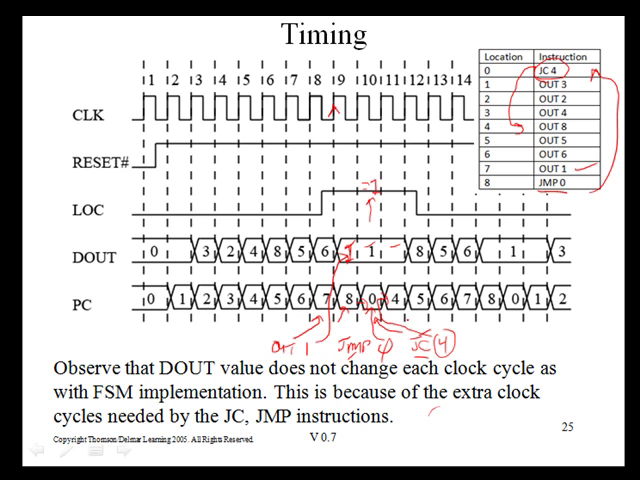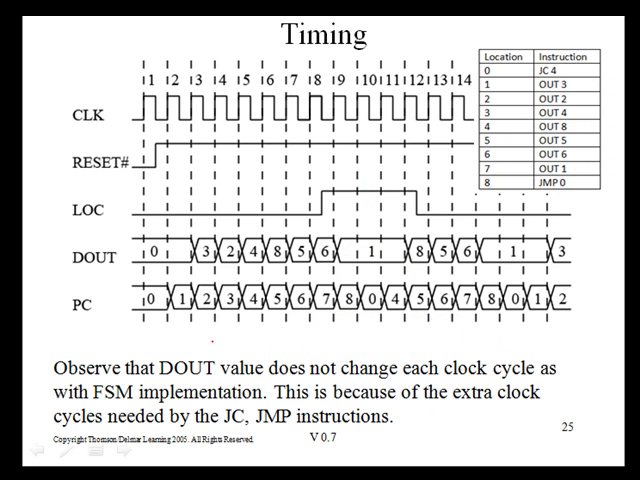So at this point in this clock cycle right there, we're going to be executing the instruction at location 4, which happens to be an out 8, which means that this 8 is then going to appear after this rising clock edge on the dout bus, and our dout bus finally changes from a 1 to an 8.